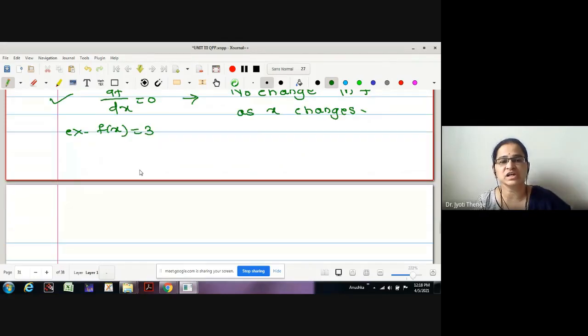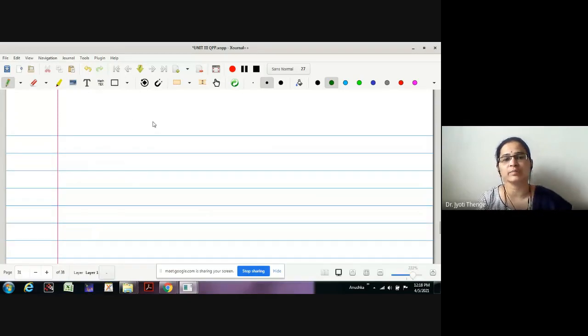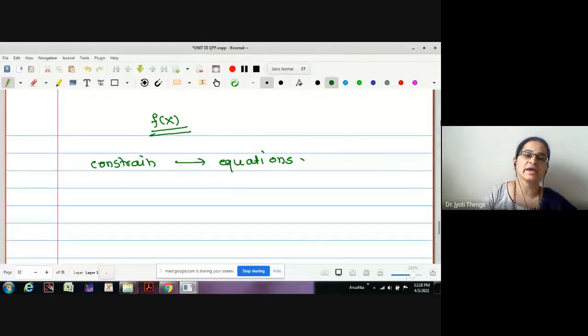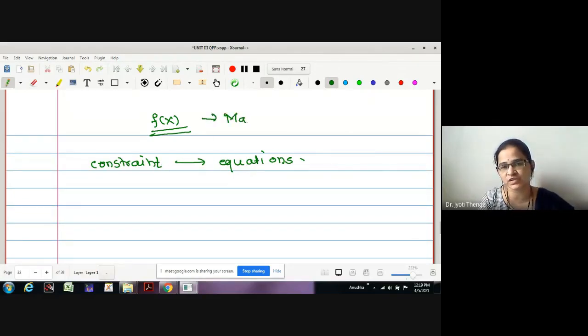Let me just tell you a rough idea of the algorithm. We start with the function f of x. Then what are we going to do? Convert the constraint inequalities to equations. How to convert them to equations? No doubt we will use either slack or surplus variables. Once we convert it to equations, the objective function should be of maxima type. Constraint inequalities should be converted to equations. Then partition the variables into basic and non-basic.